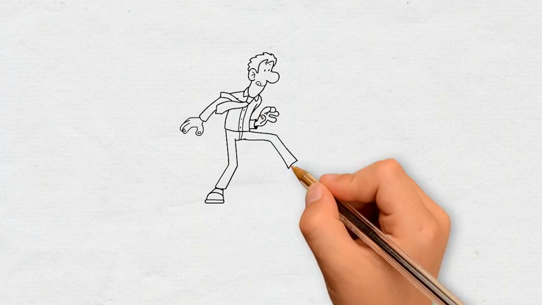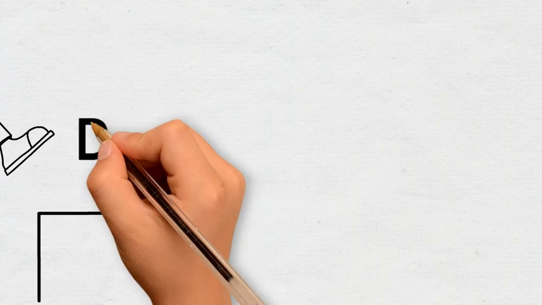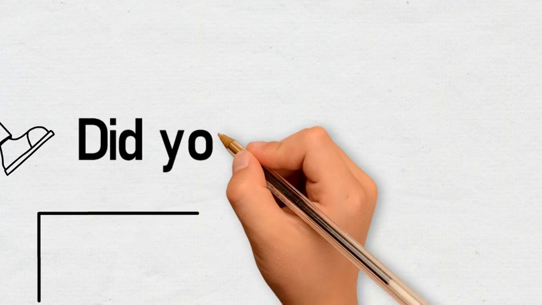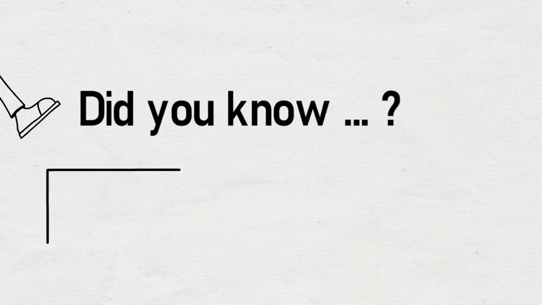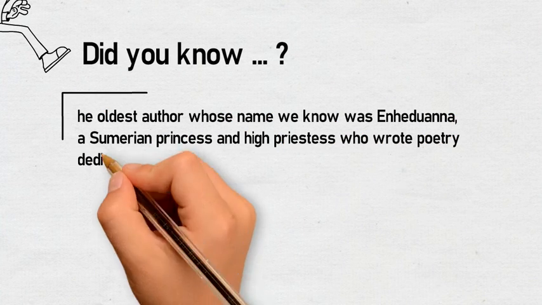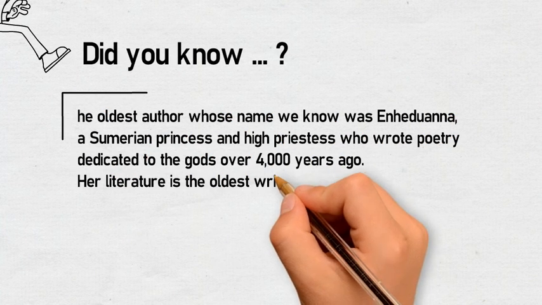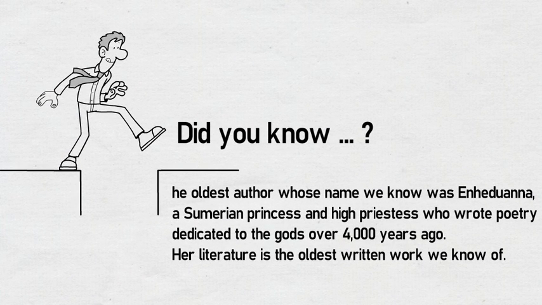And now, like I said at the beginning of this video, here is another piece of information. Did you know the oldest author whose name we know was Enheduanna, a Sumerian princess and high priestess who wrote poetry dedicated to the gods over 4,000 years ago. Literature is the oldest written work we know of.